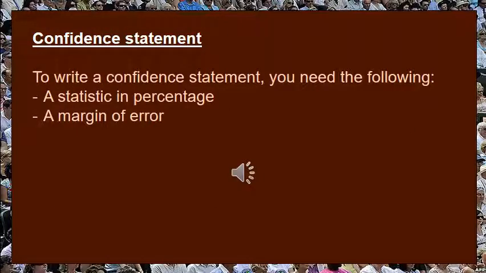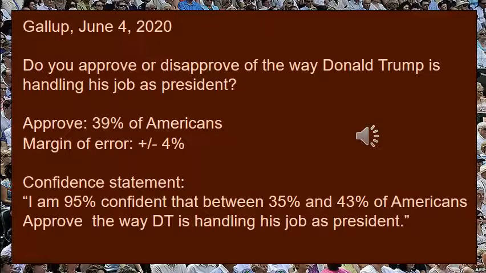And now you have everything you need to write a confidence statement. To write a confidence statement, you need 2 things. You need a statistic, and the statistic needs to be in percentage, not in count, in percentage. And you need a margin of error that is also a percentage. If you have these 2 ingredients, you can write your confidence statement. And we will do one with the following example.